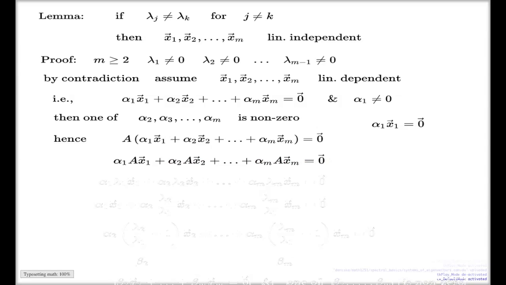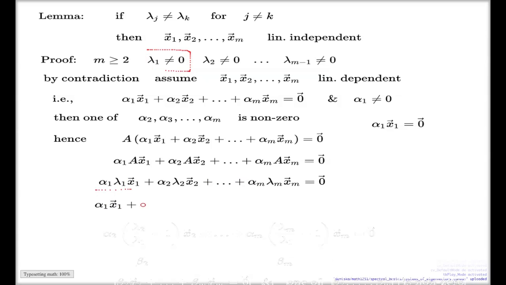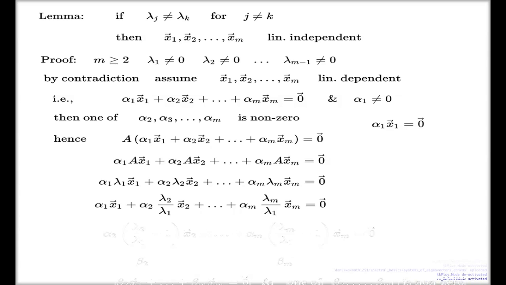alpha m A xm. Now, because x1, x2, and xm are eigenvectors for matrix A, I can use this fact. So we just see immediate scaling, lambda 1, lambda 2, lambda m. That's my scaling. And because my lambda 1 is non-zero, that's the assumption I started with, I can divide the whole thing by lambda 1. If I divide the whole thing by lambda 1, I end up with this: alpha 1 x1, alpha 2 is my quotient, lambda 2 by lambda 1, x2, plus the last quotient, lambda m by lambda 1, equals 0.